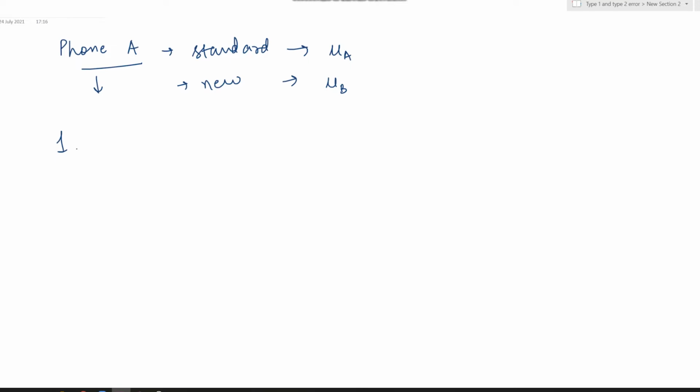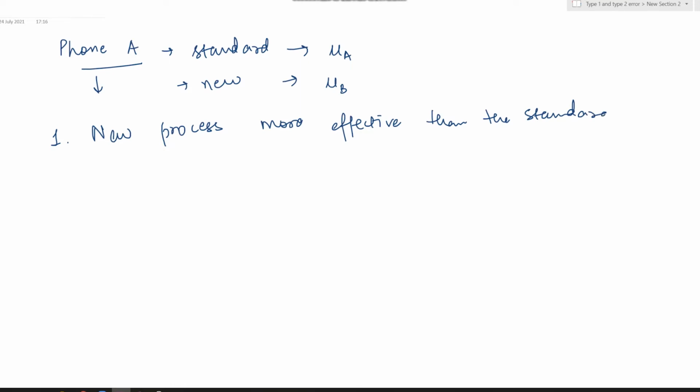Now this could result in three cases. The first one being that the new process is actually more effective than the standard process. The second one being that the new process is equally effective as the standard process, and the third one being that the new process is less effective than the standard process.